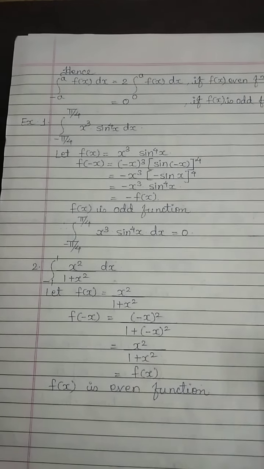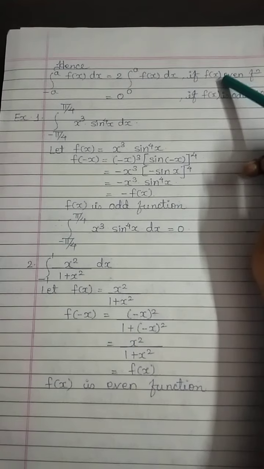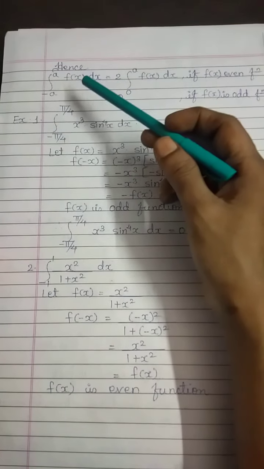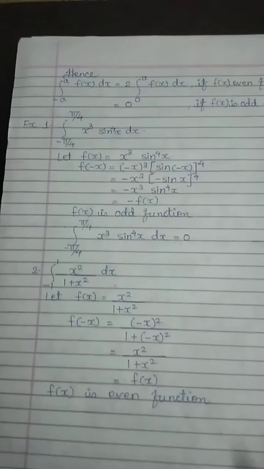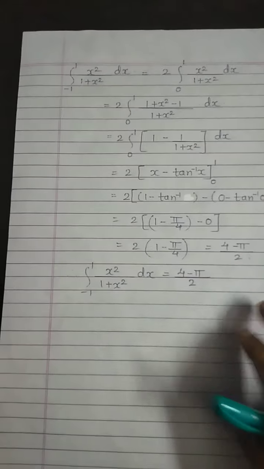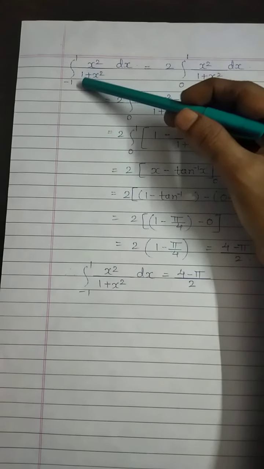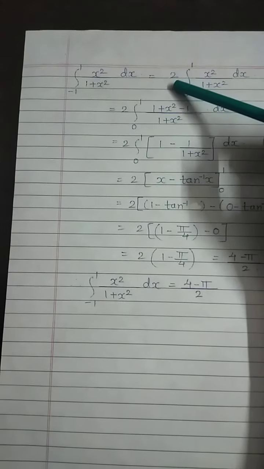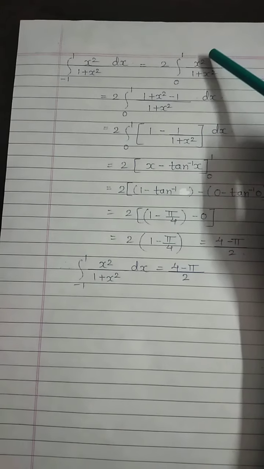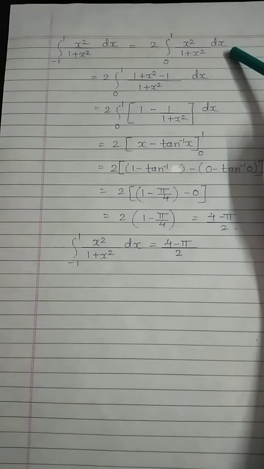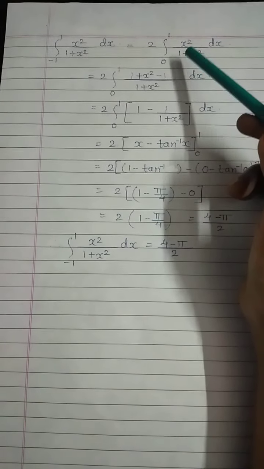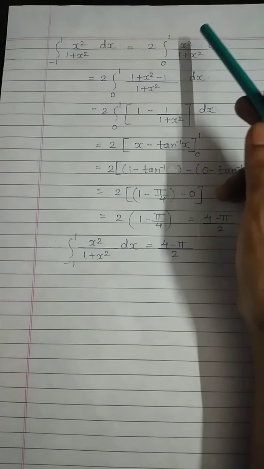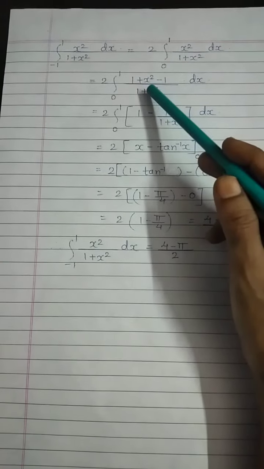And just now we learned property number 8, that if f of x is an even function, then the given integration can be reduced. So here, since we are getting an even function, we can write the integration from minus 1 to 1 of x square upon 1 plus x square dx as 2 times the integration from 0 to 1 of x square upon 1 plus x square dx. Now we can integrate the term, but for that we want a similar term as the denominator in the numerator. So add and subtract 1.